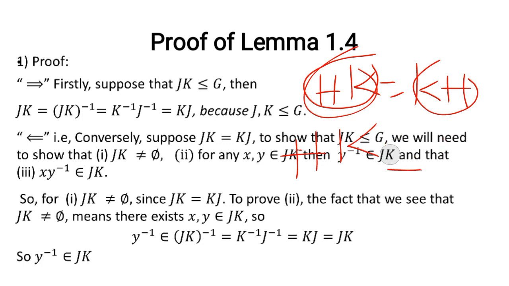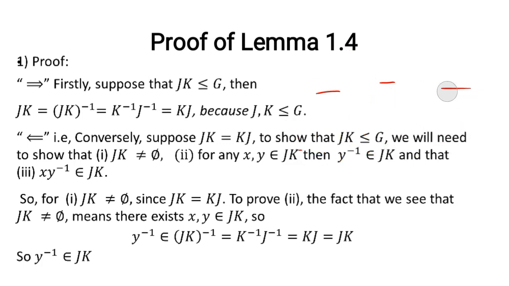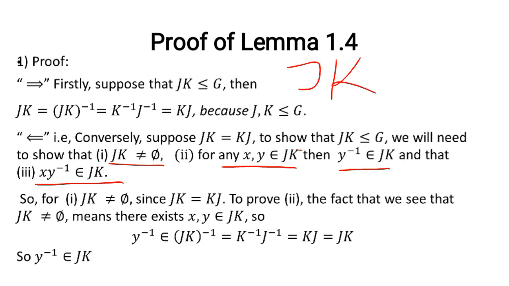So let's go widescreen. We need to show that HK is not empty, because that's what we just learned now. Because it is not empty, we can find X and Y in this, and we want to find that Y inverse lies in JK. And we also want to show that X, Y inverse lies in JK. So not HK, I see I've changed it to JK here. I'm sure in your lecture notes we're using HK, okay? So don't be confused. They are just letters, just symbols, okay? I want to check these 3 conditions quickly.